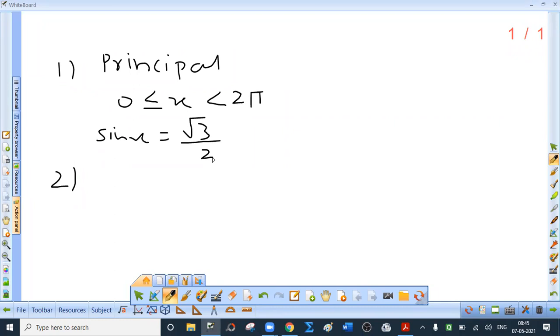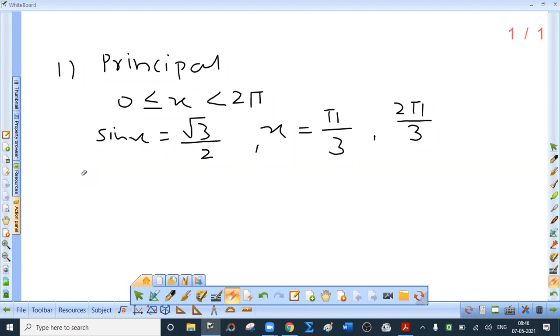Yes, correct. Pi by 3. That is why I say that you should know allied angles also. So can you tell me the other angle? Yes, 2 pi by 3 also. Why? See, sine of 180 minus theta is also sine theta. So these are the two angles. Is that clear? So we say that for sin x equal to root 3 by 2, pi by 3 and 2 pi by 3 are principal solutions.